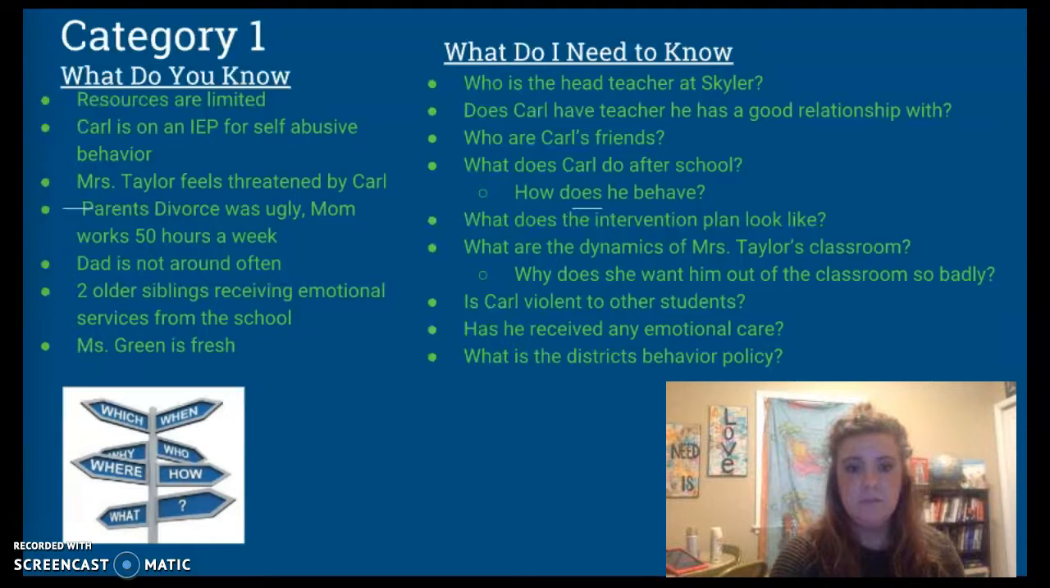I also need to know what is going on in Miss Taylor's classroom and understand the specific dynamics of what is happening. I need to understand why she so badly wants Carl out of her classroom and how he's actually acting and how she's dealing with his actions. I also need to know if Carl has been violent towards any other students and if he's received any emotional care outside of school. Finally, I need to know what exactly the behavior policy looks like within the district.